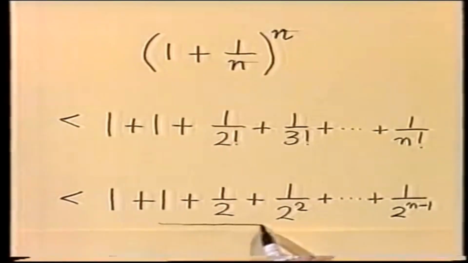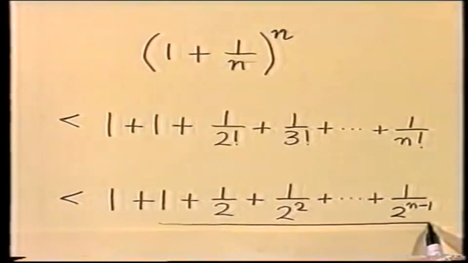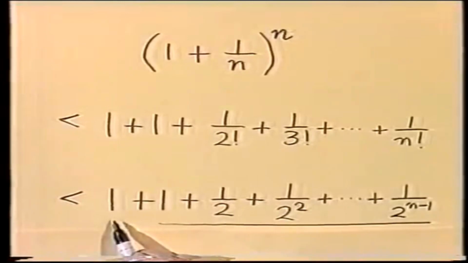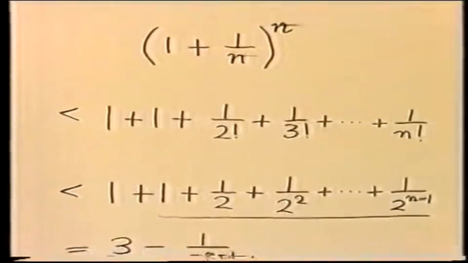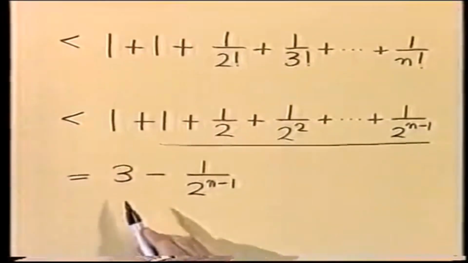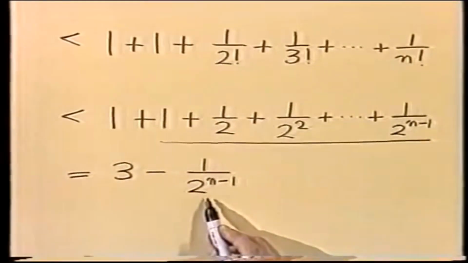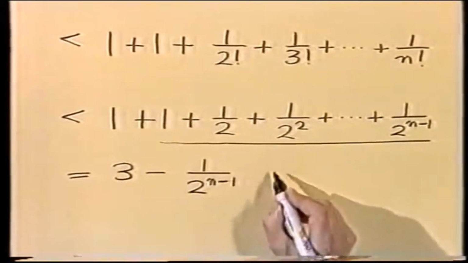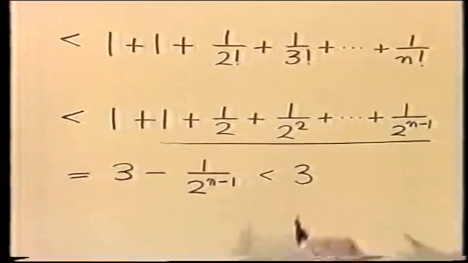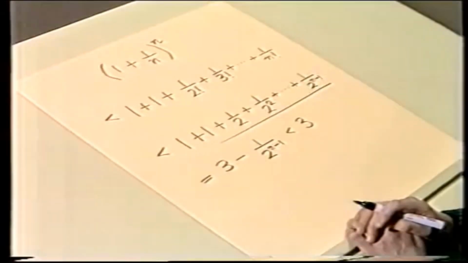Well, this is a geometric progression. And we can sum it up and then add in this number 1 to give the following. 3 minus 1 over 2 to the n minus 1. And that's certainly less than 3. So our sequence 1 plus 1 over n to the n is both increasing and bounded above. So by the monotone convergence theorem, it must be convergent.